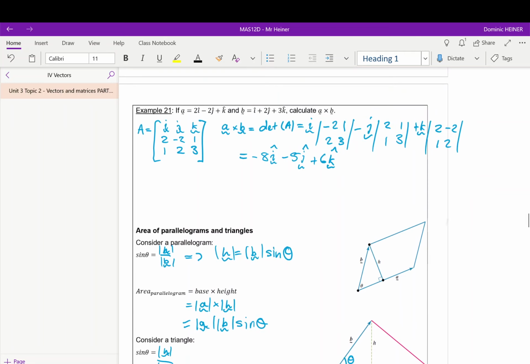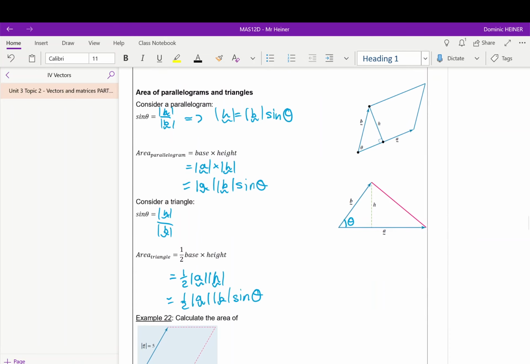For example 21, we applied that. So we constructed the matrix A with i, j, and k, 2, negative 2, 1, and 1, 2, and 3. And then finding the cross product is the same as finding the determinant of that matrix A. So finding those two sub-matrices and the determinants of those, we get a final answer of 8i minus 5j plus 6k. So we construct those i, j, and k sub-matrices based off the information covered on the previous page.